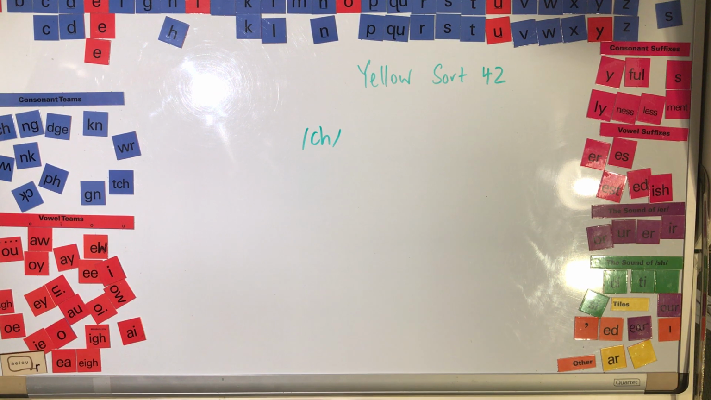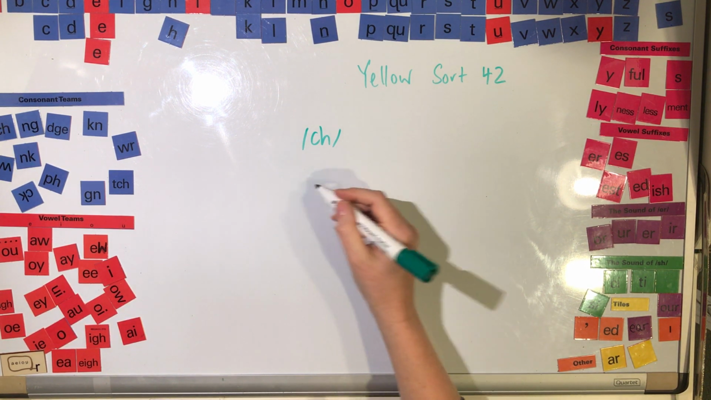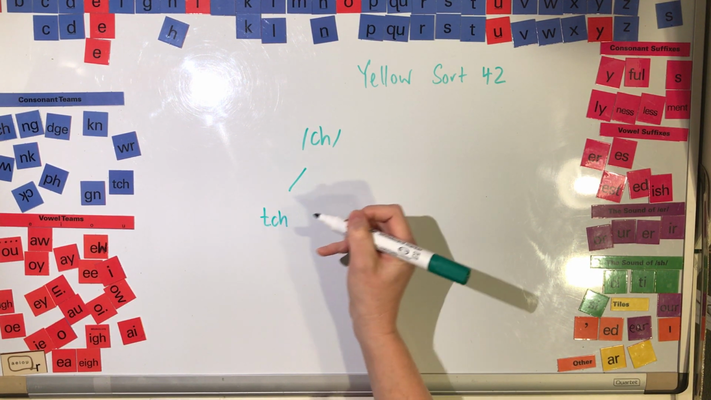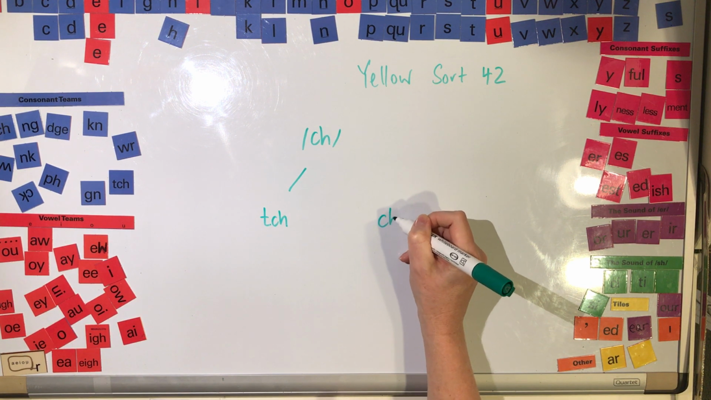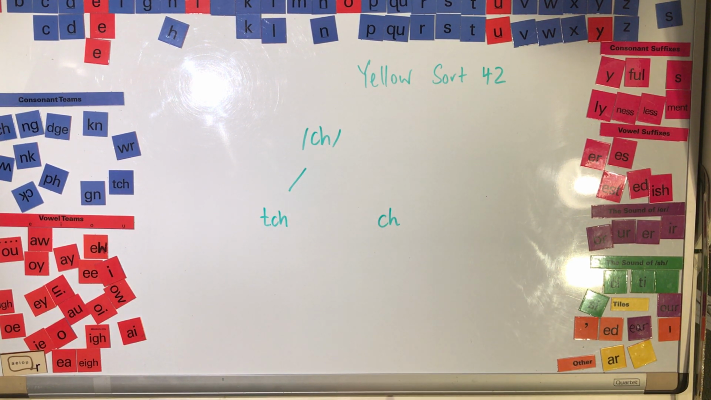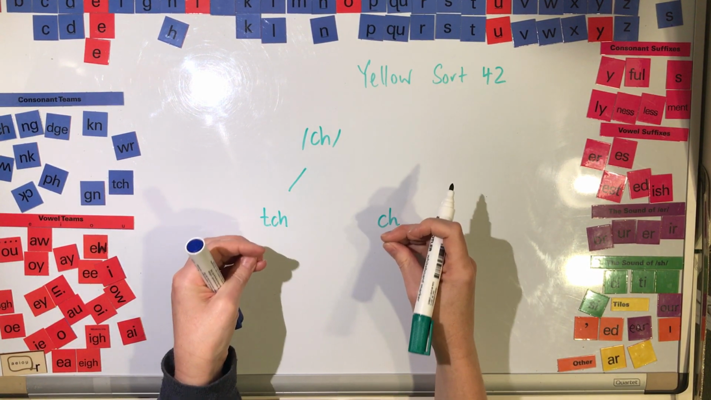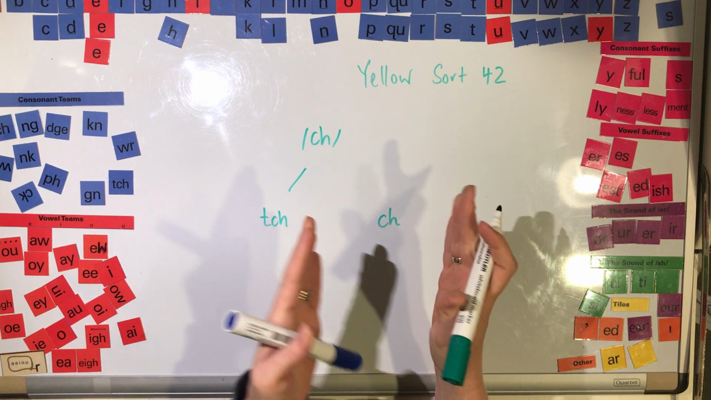Now, there are actually two different ways we can spell that, just like there were two different ways we could spell the j sound. We can spell it with TCH, or we can just leave it on its own with CH. How you tell the difference of which one of these to use is basically if it is a long vowel sound.